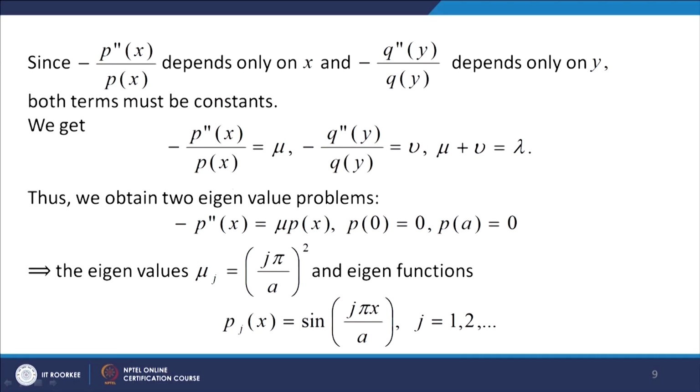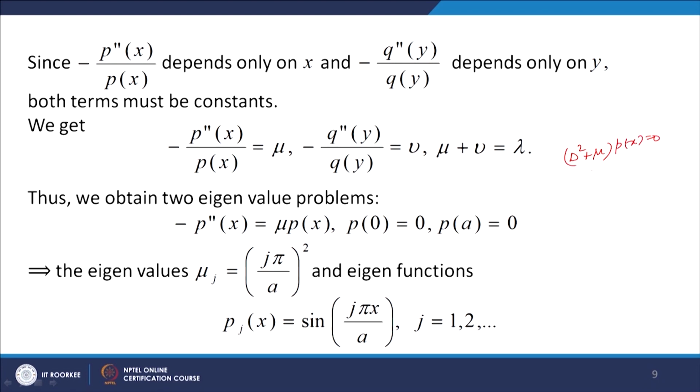Now this leads us to 2 eigenvalue problems: minus p double dash x equal to mu p x, and minus q double dash y equal to nu q y. The boundary conditions on this eigenvalue problem are p(0) equal to 0, p(a) equal to 0. We know that when you solve this problem, minus p double dash x equal to mu p x, you get these equations: D square plus mu p x equal to 0.